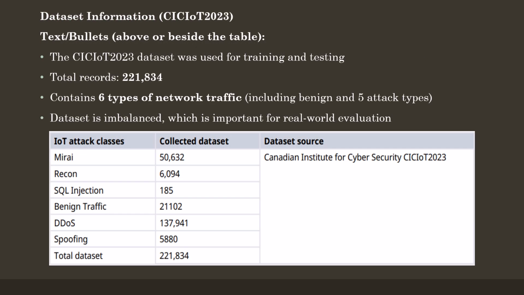So in this slide, the researchers use the CIC dataset, Canadian Institute for Cybersecurity. It shows that the dataset is imbalanced, meaning some attack types have a lot of data, like DDoS, while others have very little, like SQL injection. So they classified the data into IoT attack classes and collected data from these classes.